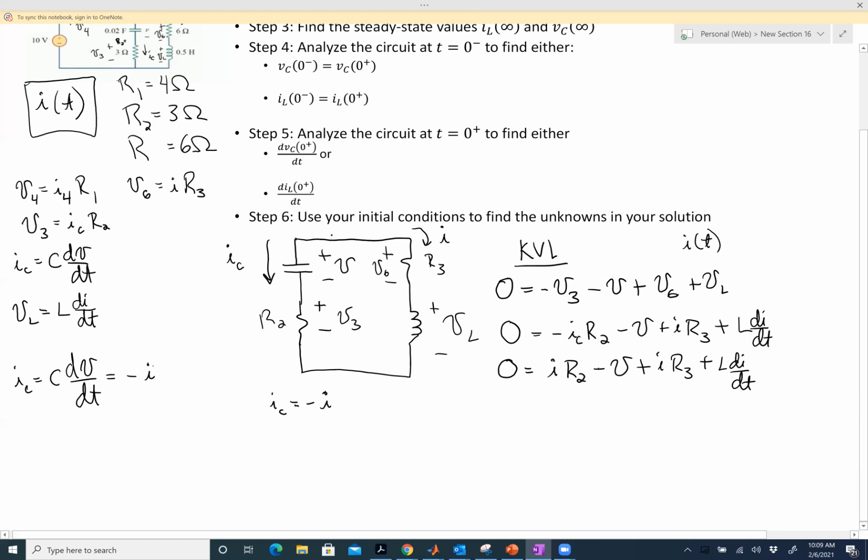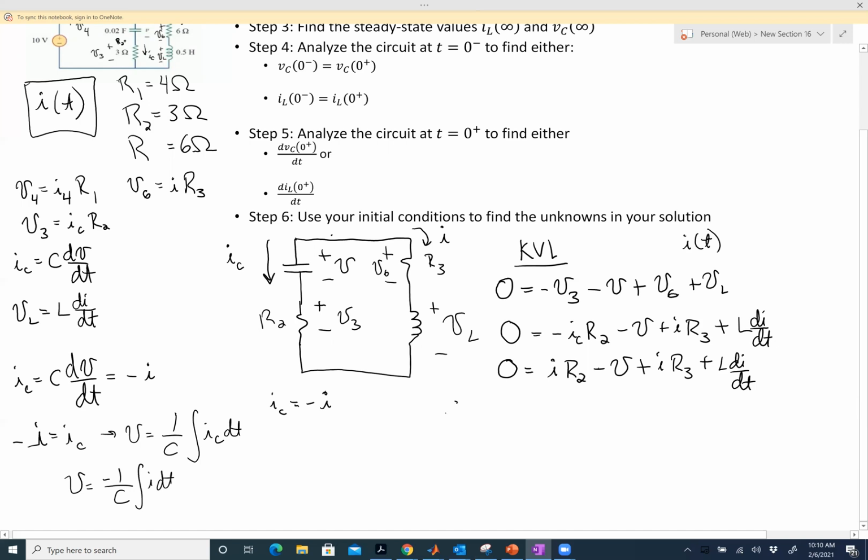Now, if I want to bring I into this expression, what I need to say is that minus I, or IC, is equal to C dV/dt. The relationship I use here is that the voltage is equal to 1 over C times the integral of IC dt, which means the voltage is minus 1 over C times the integral of I dt, because of the relationship between the currents.